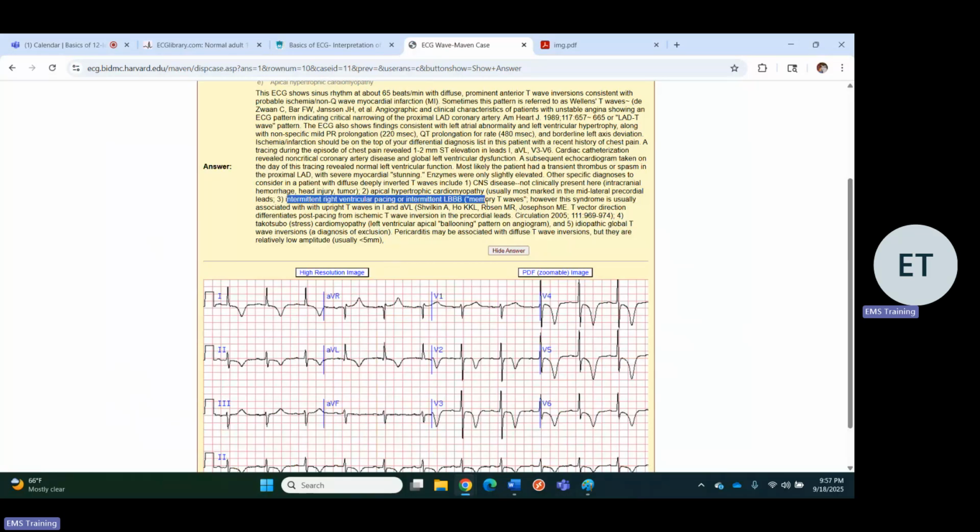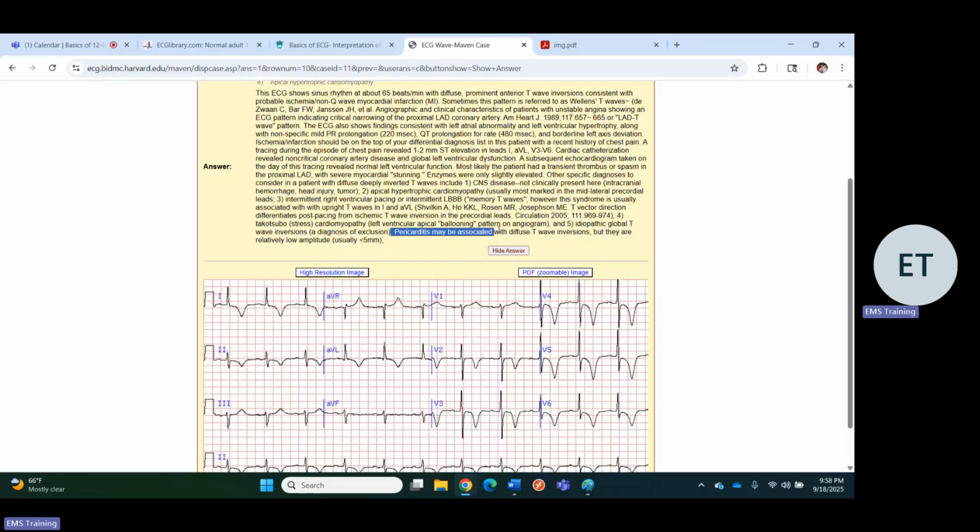However, memory T waves, yeah. But this syndrome is usually associated with upright T waves in aVL. Yes, it is. Yep. It's usually this area where you see the strain. Pacing. You can definitely see it there. Takotsubo stress cardiomyopathy, left ventricular apical ballooning pattern on angiogram, and idiopathic global T-wave inversion, a diagnosis of exclusion. Honestly, I don't really know what that is. I've never even heard of it.